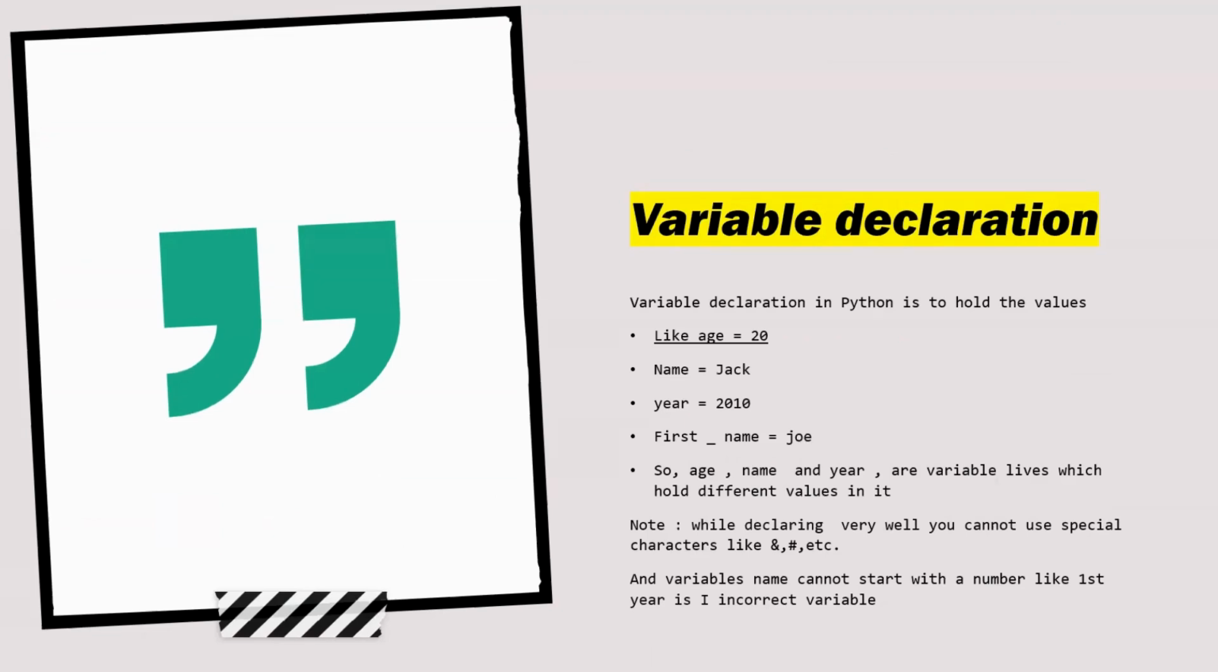Note, while declaring a variable, you cannot use special characters like &, #, etc. And a variable cannot start with a number, like 1styear. It's an incorrect variable.